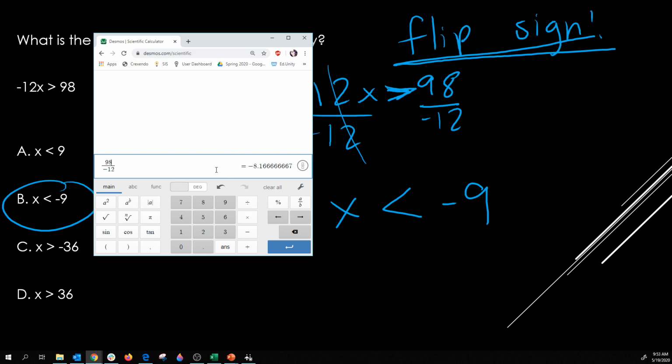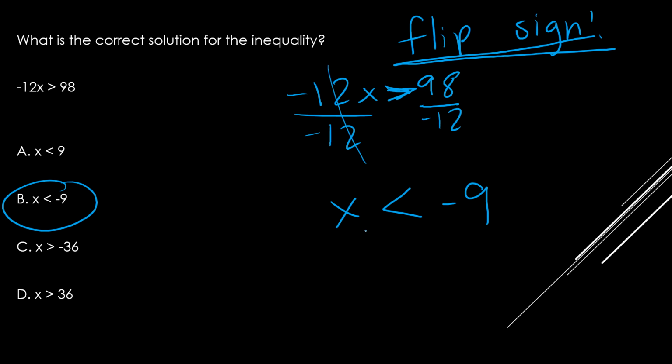Oh, that should be a 108, shouldn't it? It should be 108. 108 divided by negative 12 would give me 9. My apologies. I was very close, right? 108.